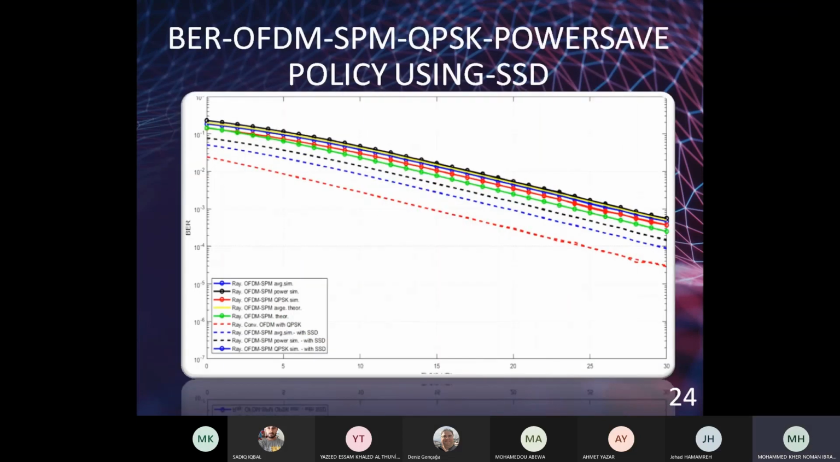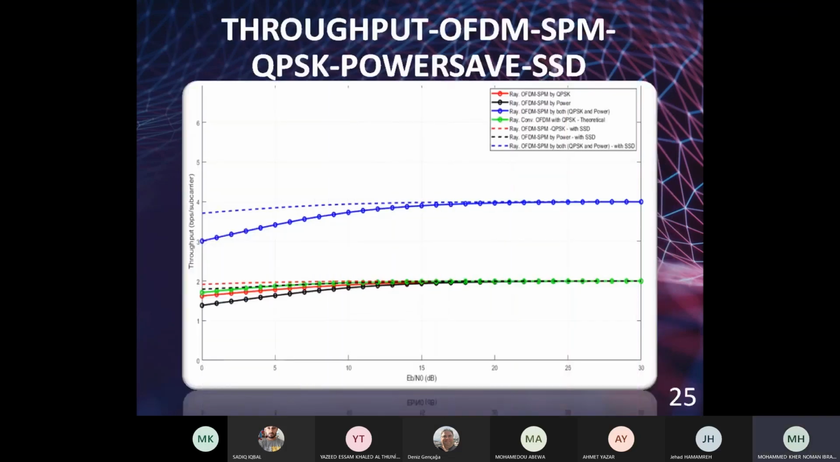And for the case of power save mode, just like the optimized power policy, there is poor bit error rate performance for OFDM-SPM compared to the normal OFDM. But on the contrary, with signal space diversity, the performance increases, and it's better than the normal OFDM. Here, for the throughput, we see the same results.